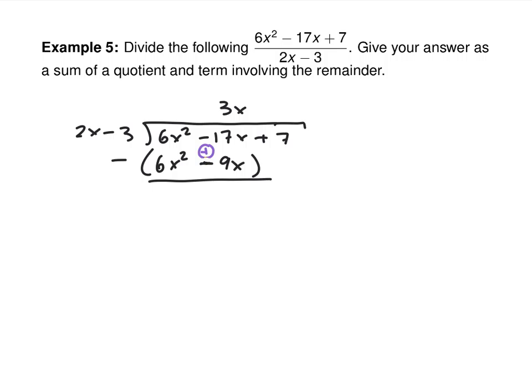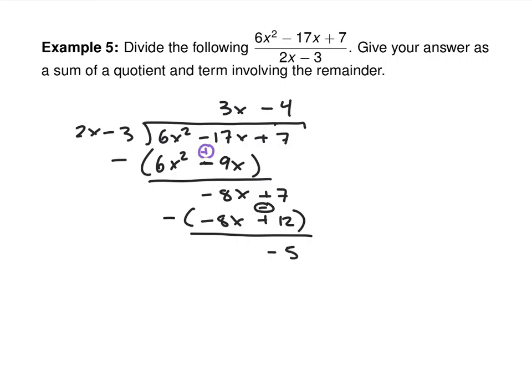So what does that make? Negative 8x. And then you think, okay, what do you multiply 2x by to make it match negative 8x? Negative 4. So negative 8x plus 12. Take it away. That actually is a minus. So 7 minus 12 is negative 5.